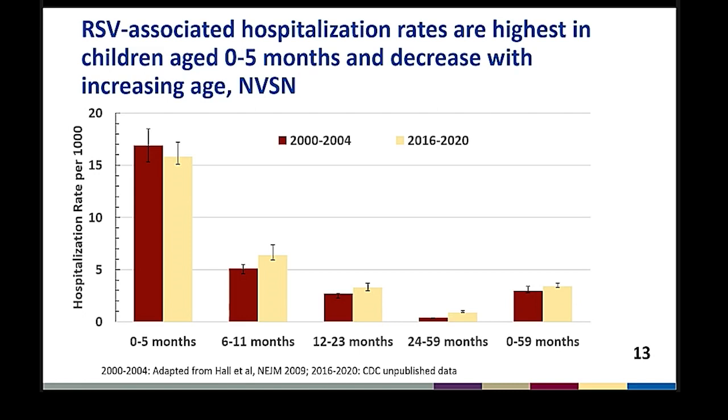Rates in infants aged 0 to 5 months are slightly higher in the initial surveillance period, and rates in infants aged 6 to 11 months, young children aged 12 to 23 months, and children aged 24 to 59 months are slightly higher in the more recent surveillance period. The overall rate in children aged 0 to 59 months, or those under 5 years, is consistent across the two surveillance periods with overlapping confidence limits. Next slide.